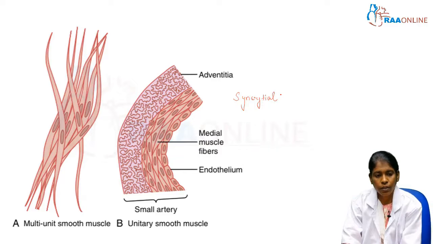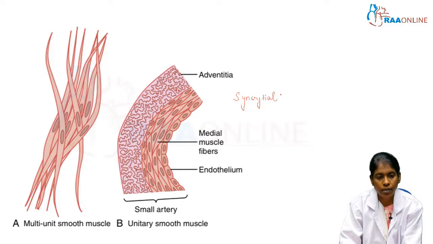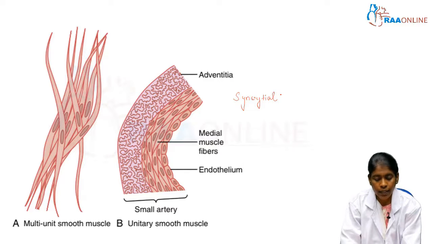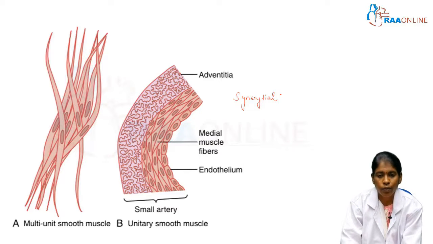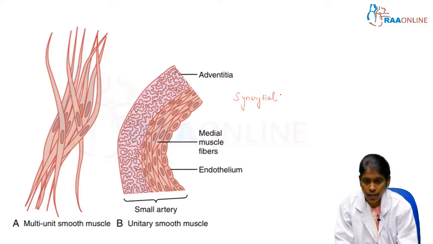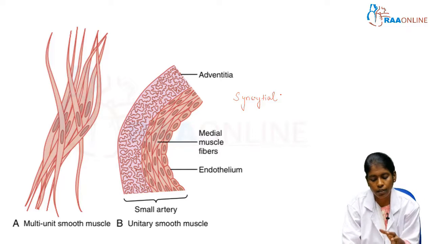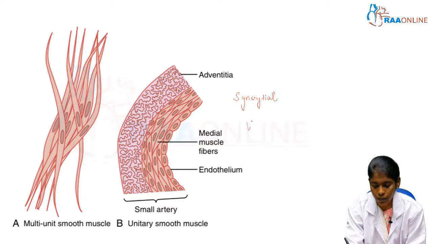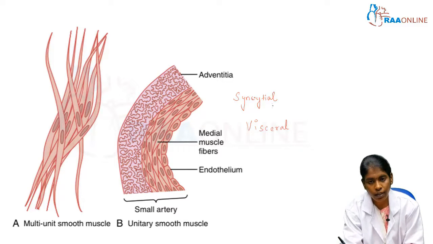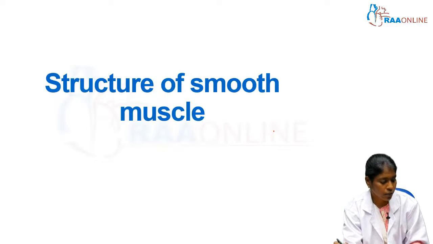And the location of multi-unit smooth muscle is in the ciliary muscles of the eye, iris of the eye, pilorector muscles, etc. And unitary smooth muscle is located in the hollow viscera, for example, blood vessels, respiratory tract, gastrointestinal tract, and urogenital tract. And since this unitary smooth muscle is present surrounding the hollow viscera, it is otherwise called visceral smooth muscle. So, there are different names for unitary smooth muscle such as syncytial smooth muscle and visceral smooth muscle.